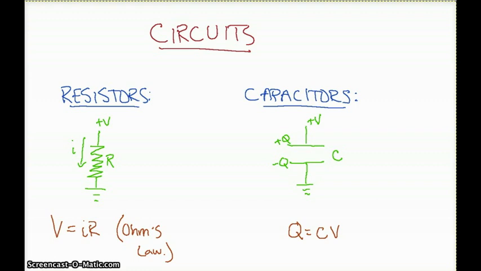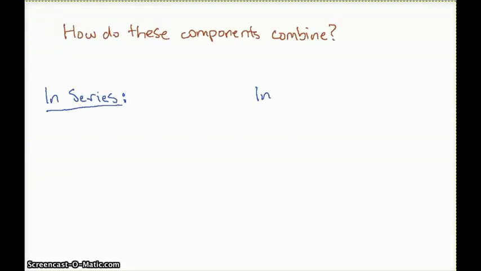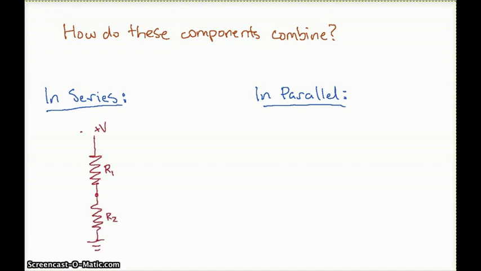These basic circuit components can combine to create larger circuits with an effective resistance or capacitance. We'll look at two ways components can combine, in series and in parallel. In series means one after the other, where the same amount of charge flowing through the first component has to then also flow through the other. So for individual resistors, the voltage across each one is determined by that current times the individual resistances.